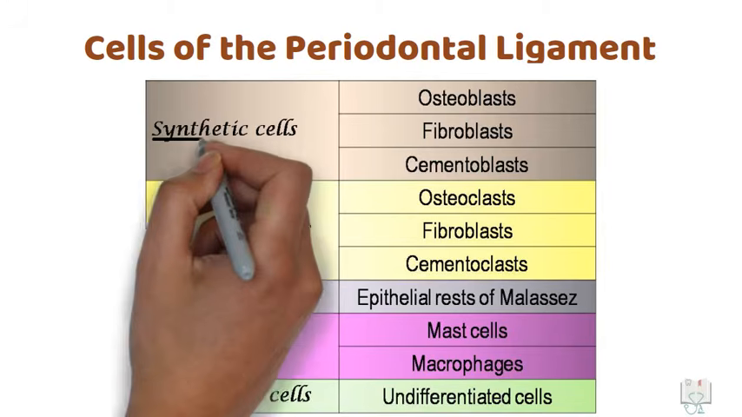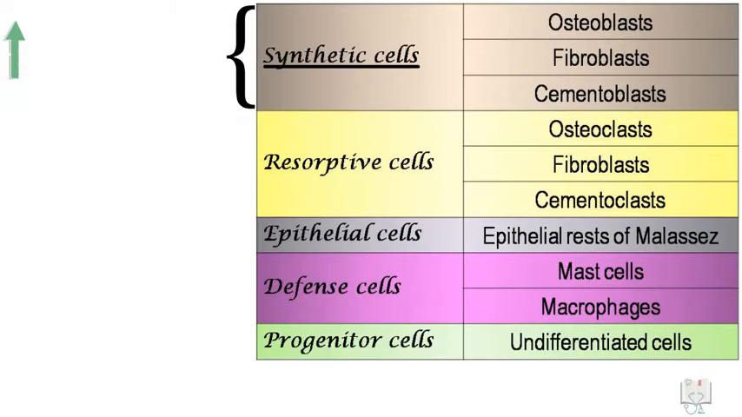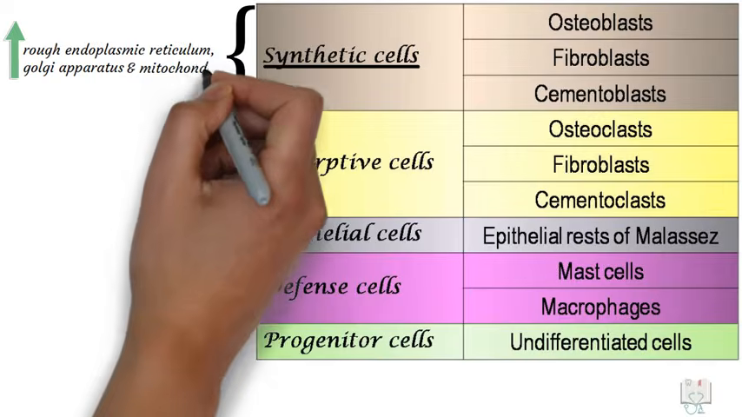We will start with the synthetic cells. All these cells have large number of rough endoplasmic reticulum and Golgi apparatus for protein synthesis and mitochondria for high energy.